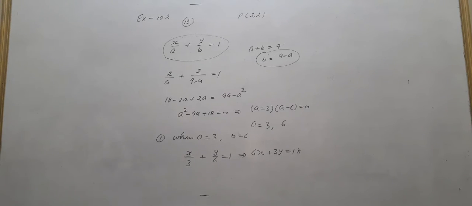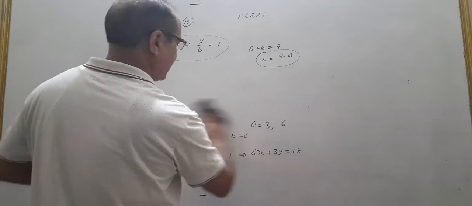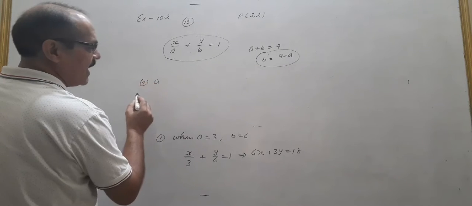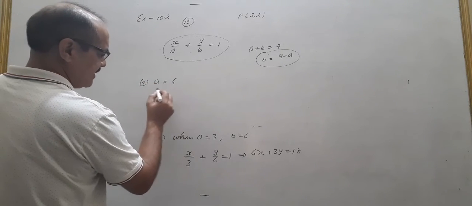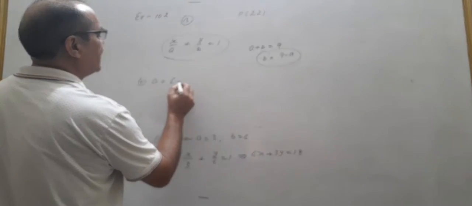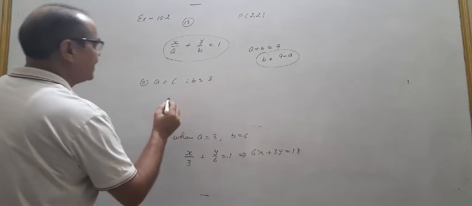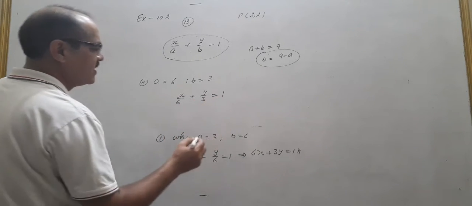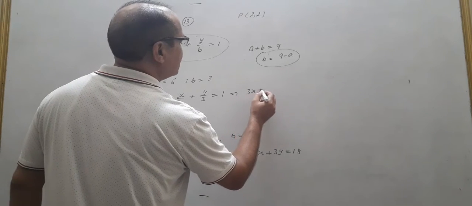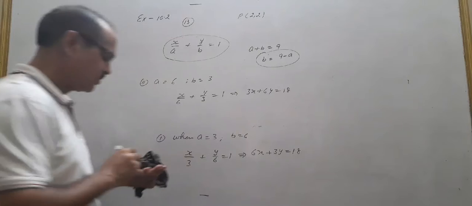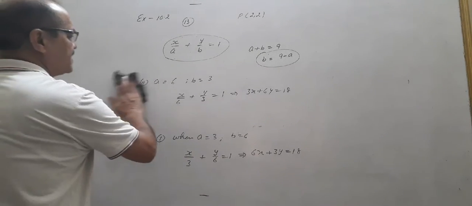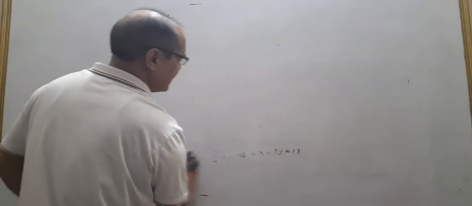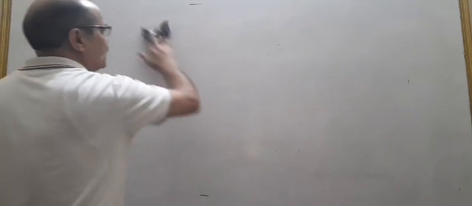Now in the second case, when the second value of a is equal to 6, what is b? That implies b is equal to 3. So therefore the equation becomes x upon 6 plus y upon 3 is equal to 1, or you may write it as x plus 2y is equal to 6. So this is the required line which passes through the point 2, 2 and the sum of whose intercepts on the axes is 9. Okay, so this is the way to complete this question.